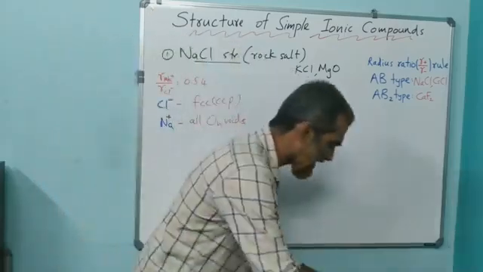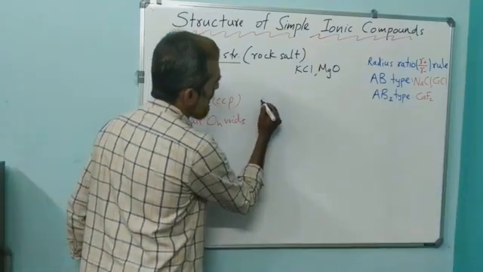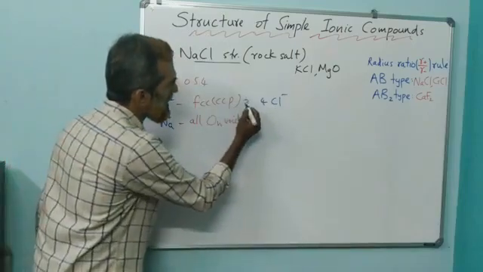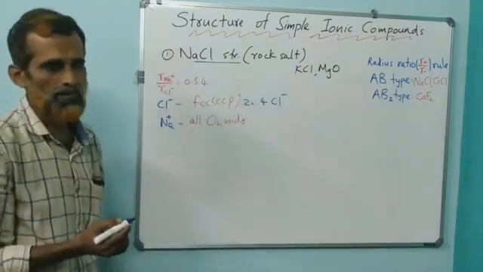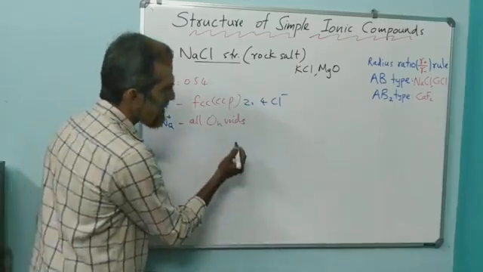So when it is FCC, what about the effective number of particles? It will be 4 Cl−, right? Because in FCC, Z is equal to 4. Effectively, there will be 4 Cl− in this unit cell. What about Na+?